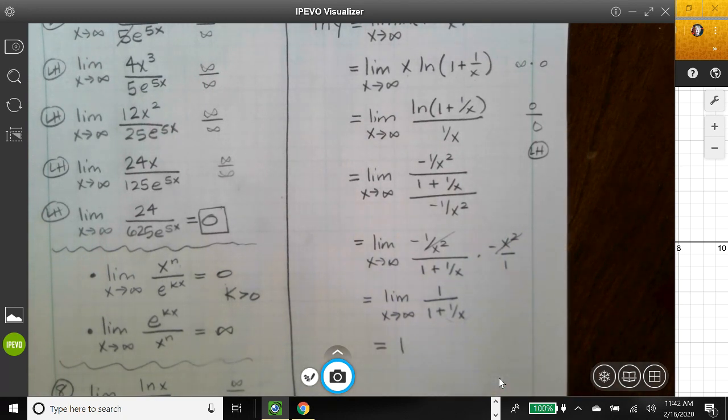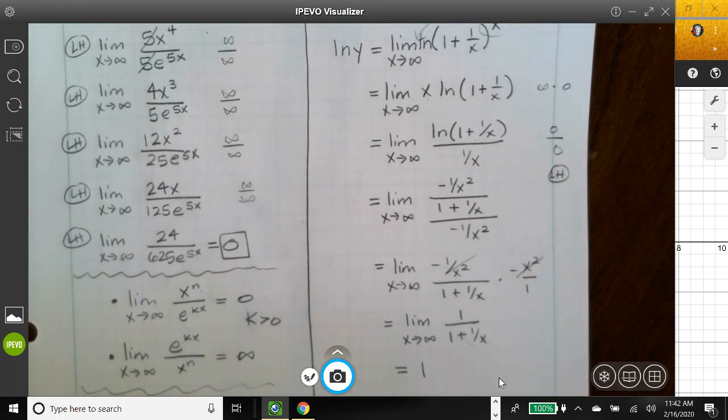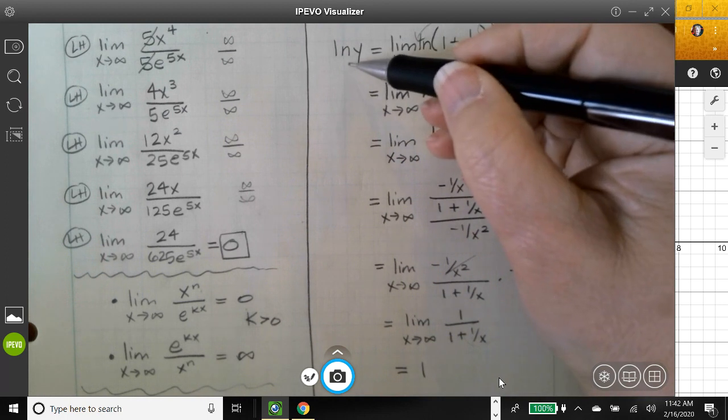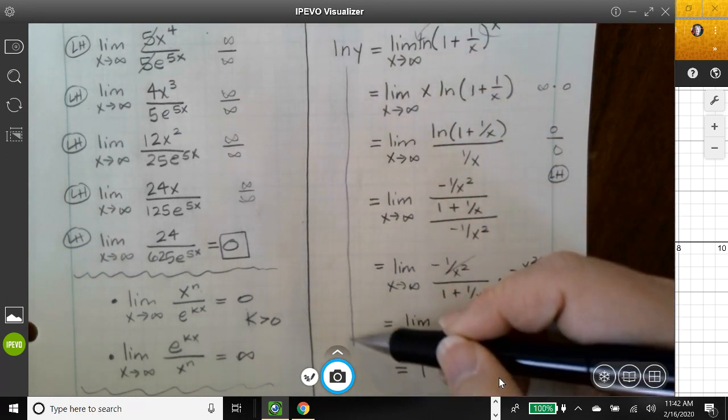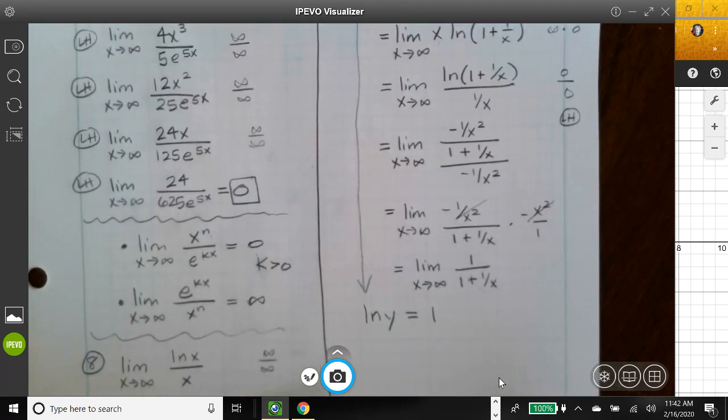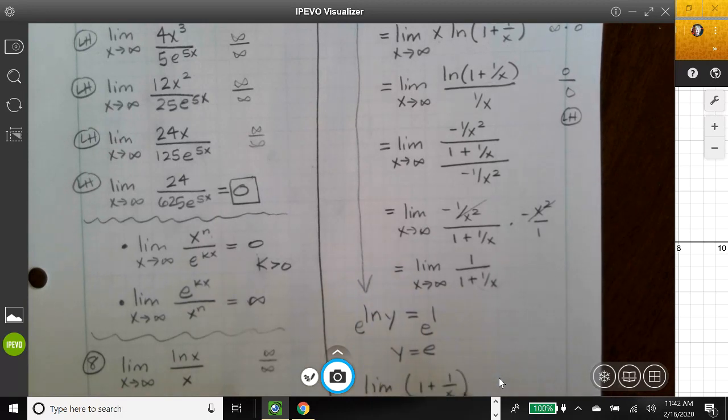But you might think the limit is 1, but we can't forget about our natural log up here. So we're going to take it and bring it all the way down and say, but wait a minute, it's the natural log of y that equals 1. So I have to undo the natural log that I took originally by exponentiating both sides, and I get y equals e. So the limit as x approaches infinity of 1 plus 1 over x raised to the x is equal to e.